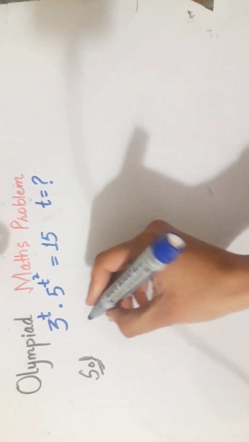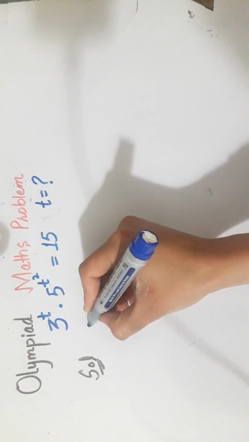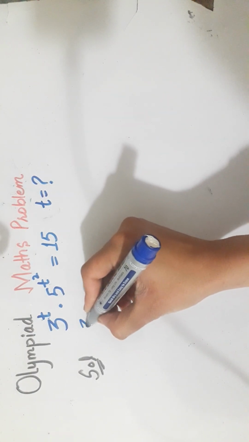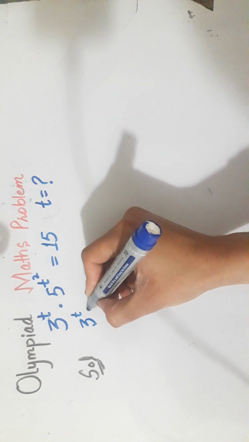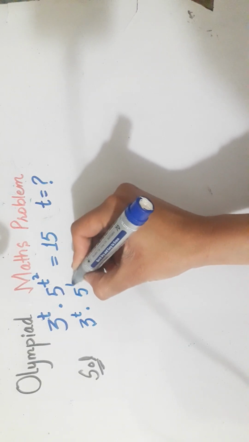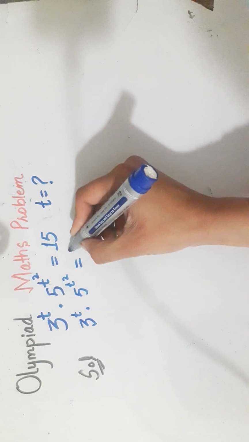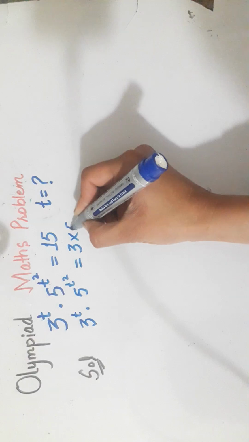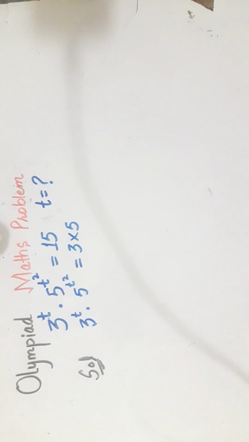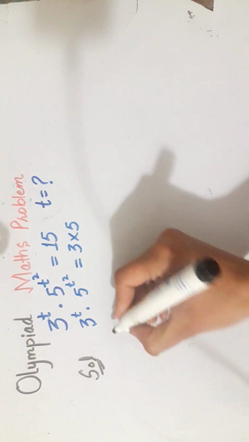Now we will start solving this problem. First of all, we will write this as 3 raised to power t into 5 raised to power t square, and 15 can be written as 3 multiply 5. Now 5 is divided on both sides. We will divide this equation by 5.